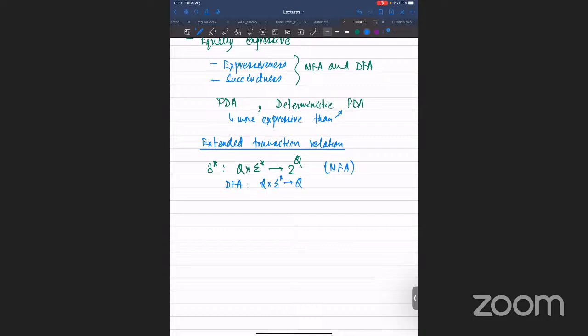So what does it mean? You start from some state and you read a string, and where you are going. In the case of NFA, after reading the word you can end up in multiple possible states. Whereas in the case of DFA, you will just end up in a single state after reading the word, because it's deterministic.